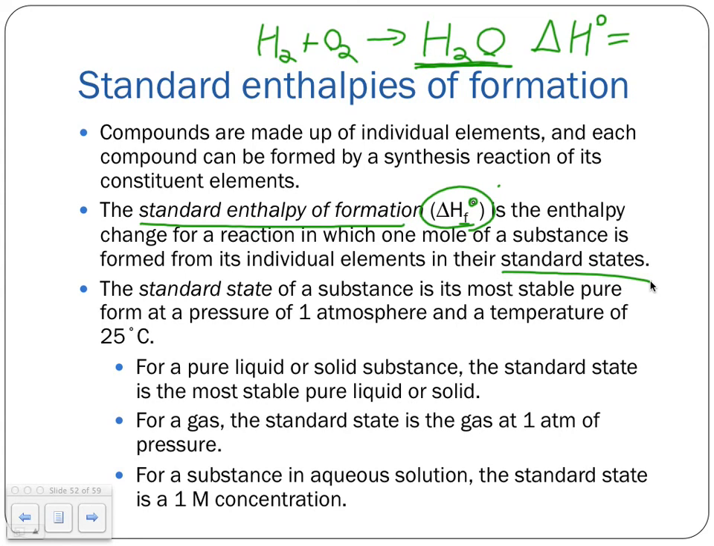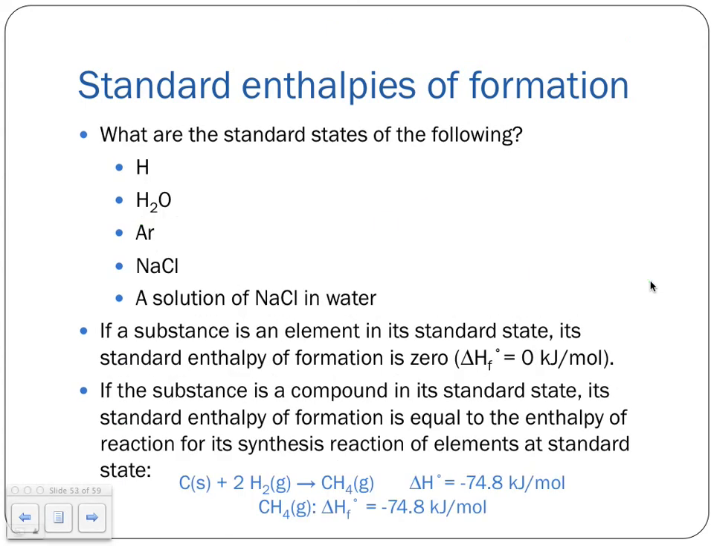So for a pure liquid or a pure solid substance, the standard state is the most stable pure liquid or solid. For a gas, that standard state is the gas at 1 atmosphere of pressure, and for a substance in an aqueous solution, the standard state is going to be at a 1 molar concentration. So let's look at some examples of how we would identify that standard state. What are the standard states of some of the following?